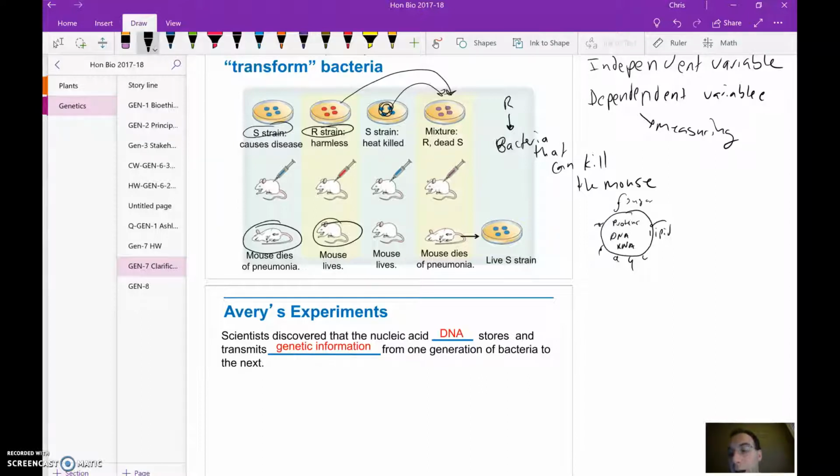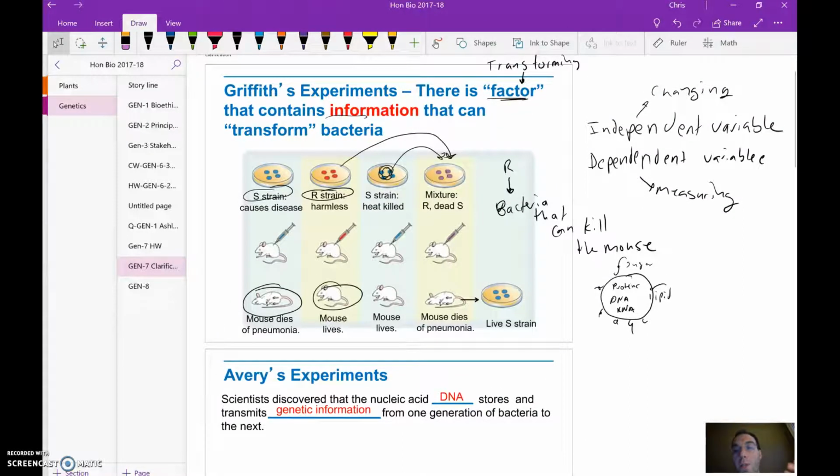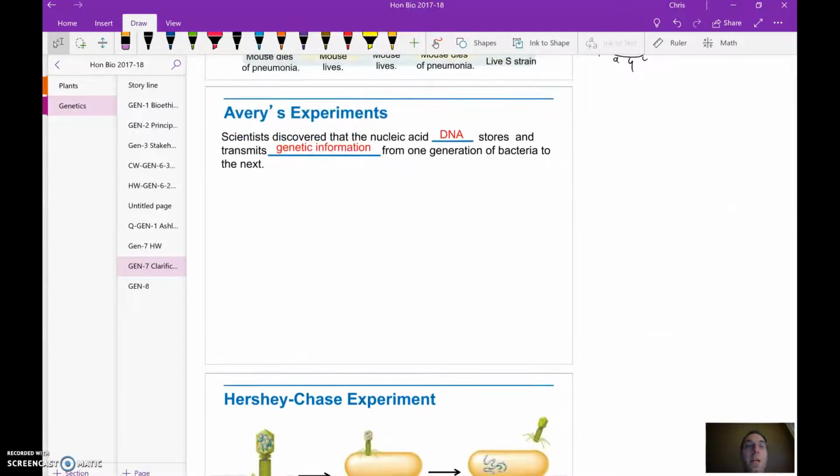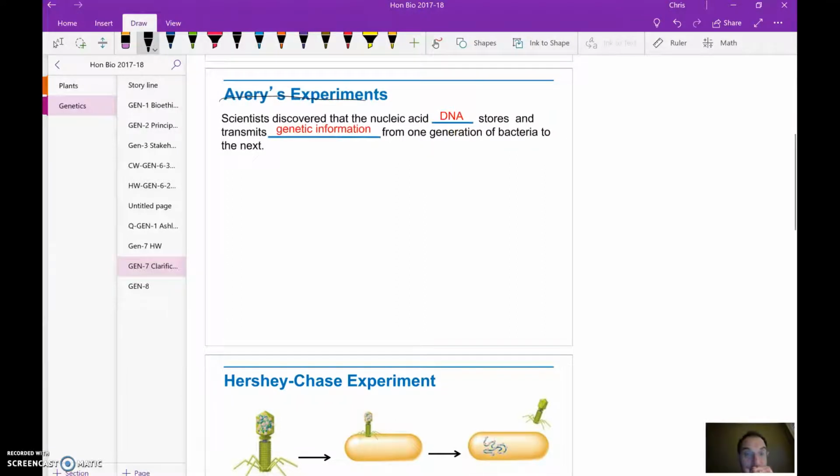Which one of those molecules? It's a molecule that's doing it. Which one is going to be the one that turns the R strain into it? Griffith didn't know it. All he knew is that one of those molecules needs to be it because he was able to transform or change the R strain into a strain that can infect and kill the mouse. Avery is the one that came around and figured out that the transforming factor can be DNA.